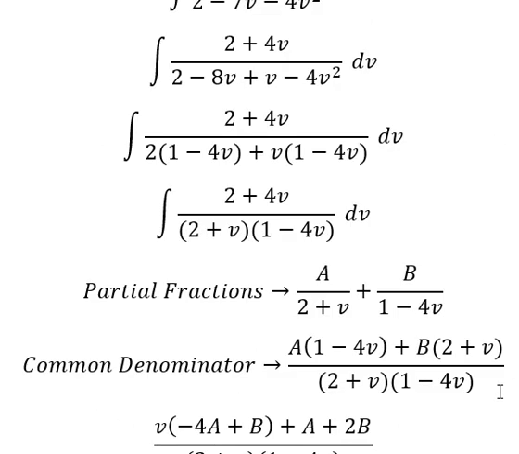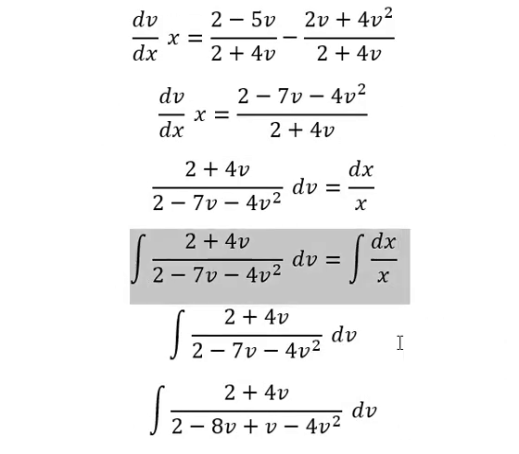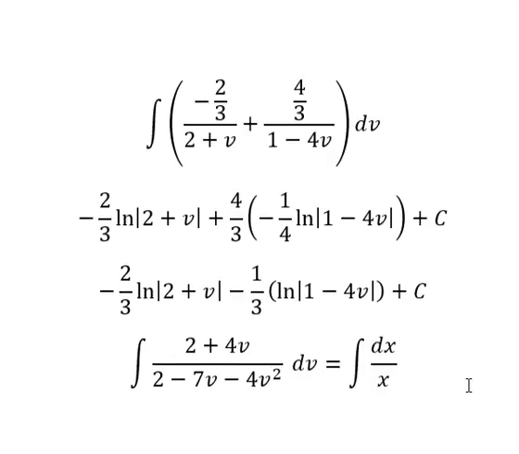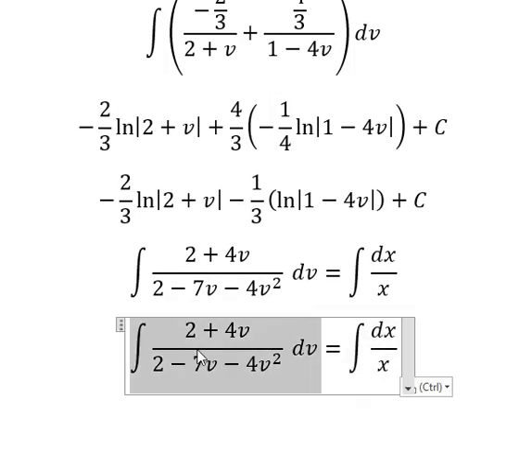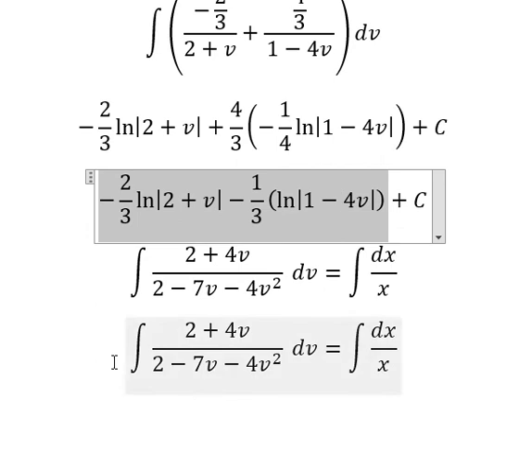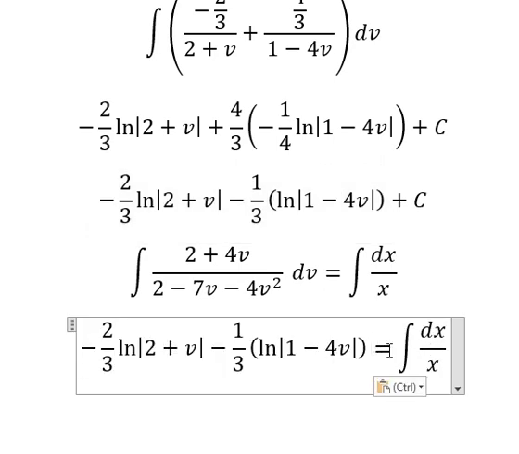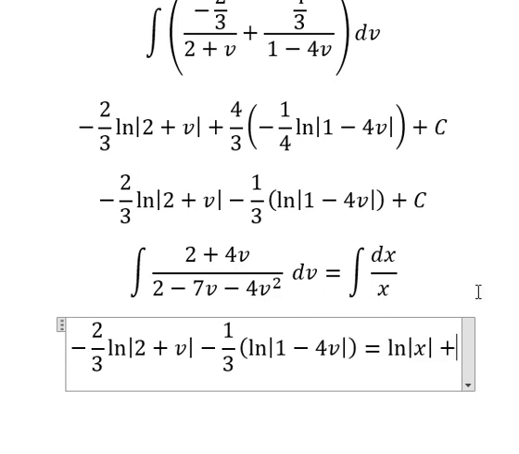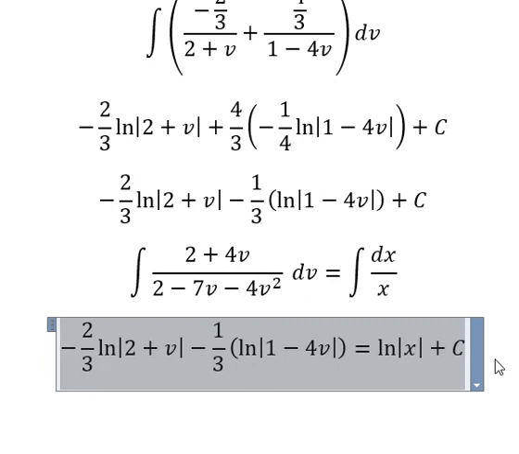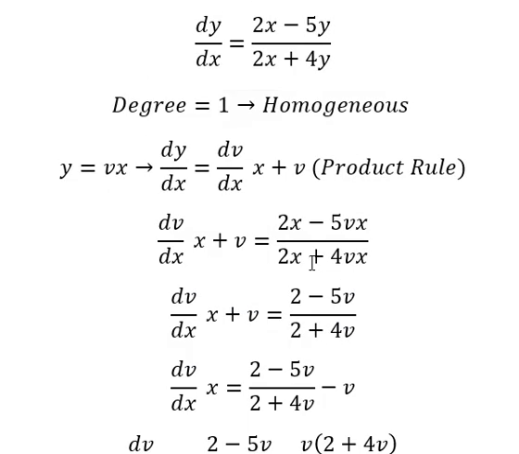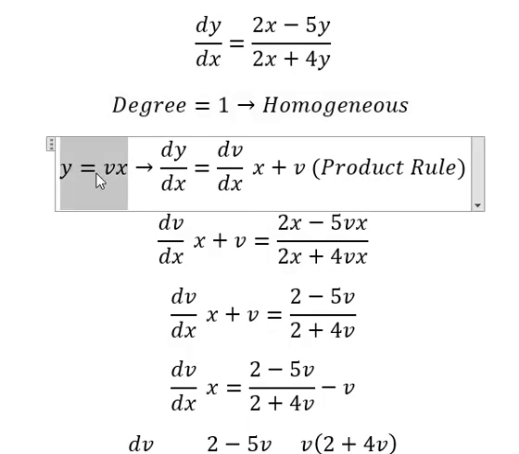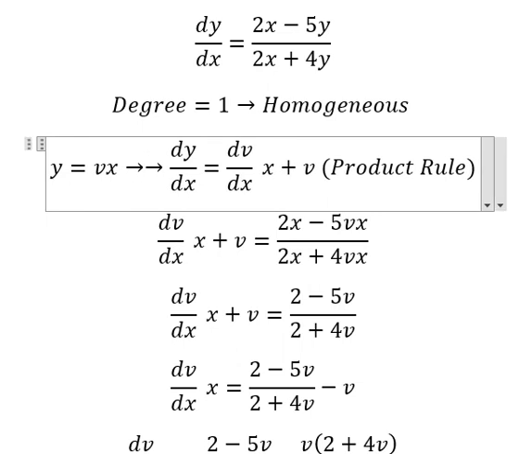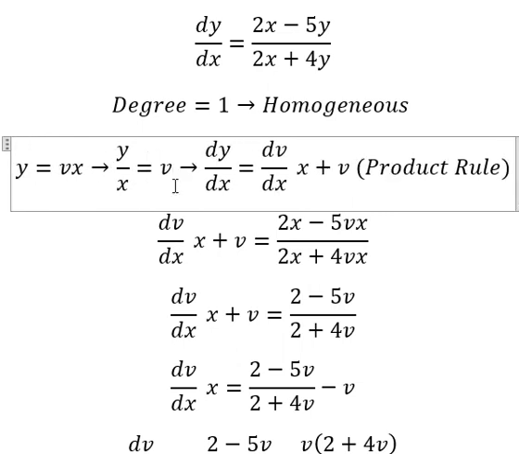Now we go back in here. So the integration of this one, we have this one. The integration of this one, we have Ln of the absolute value of x, and I will put about C. About v, that is about this one, so we divide both sides by x. And now we need to change v into this one.